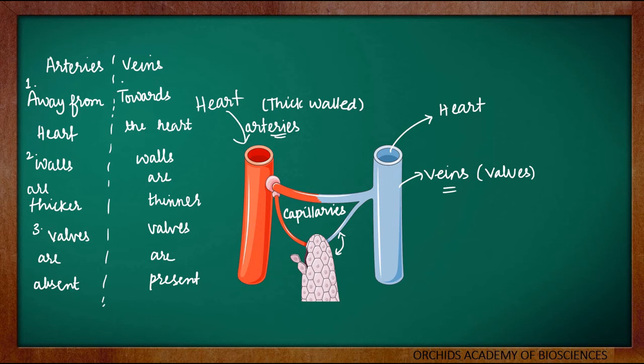So these are the three major differences between the arteries and the veins. First one is about the direction of flow of blood. The second one is about their walls, arteries thicker than the veins, and the final one is about the valves are present or absent. That was all about blood, heart, and the blood vessels.